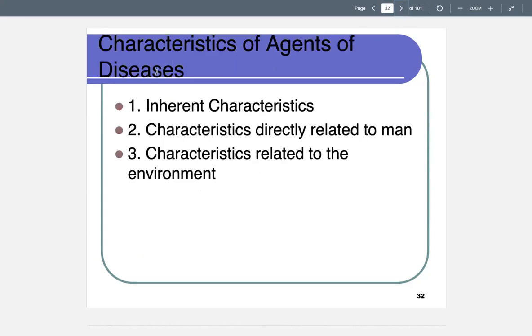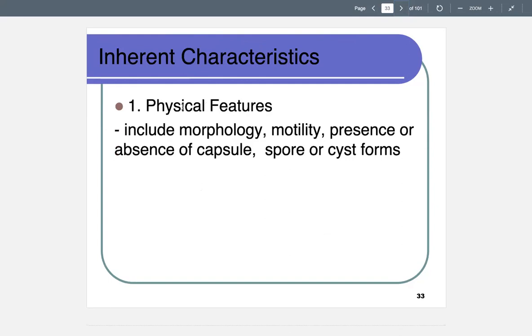Okay, now we go to the characteristics of agents of diseases. So there are three: the inherent characteristics, the characteristics that is directly related to man, and characteristics that is related to the environment. Okay, the inherent characteristic class, such as physical features, pathogens, infectious agent. Yung physical features ng infectious agent, this includes the morphology o yung itsura ng infectious agent.